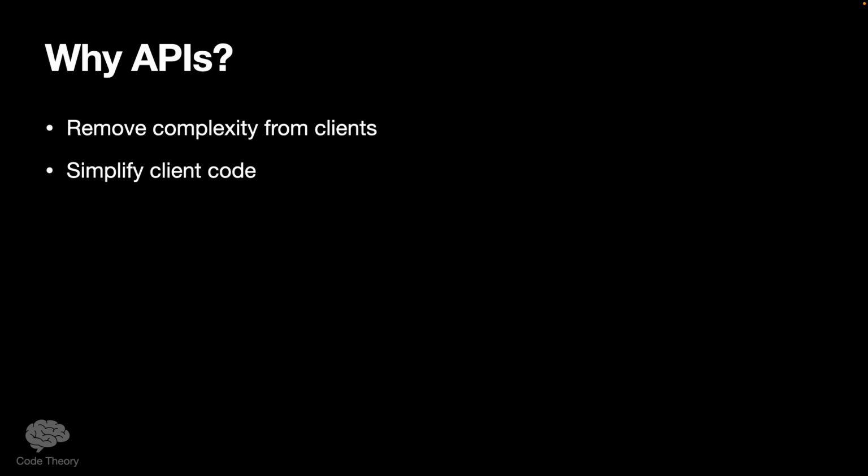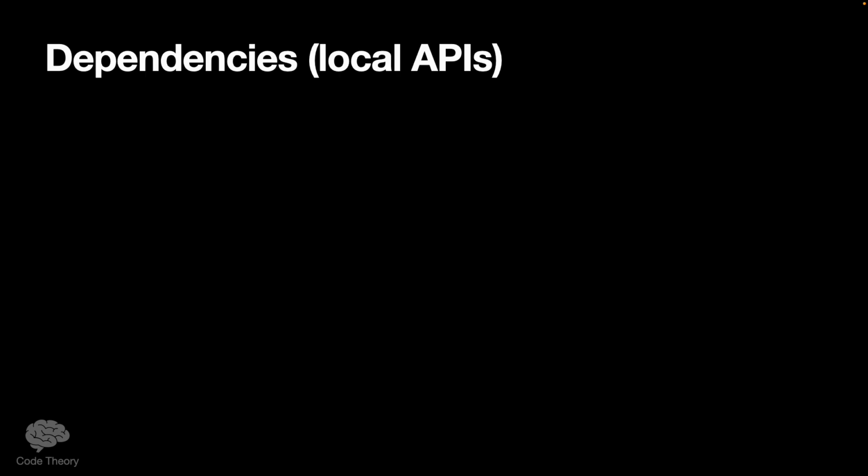So they simplify your client code. These two bullets mean the exact same thing. Apologies. And they also allow you to access resources and data over networks. Most of what I've talked about so far has to do with client-side APIs, things that you use and bundle in with your code. However, you can also use APIs to access resources and data over networks, and we'll take a look at that too. So let's talk again, though, about local APIs.